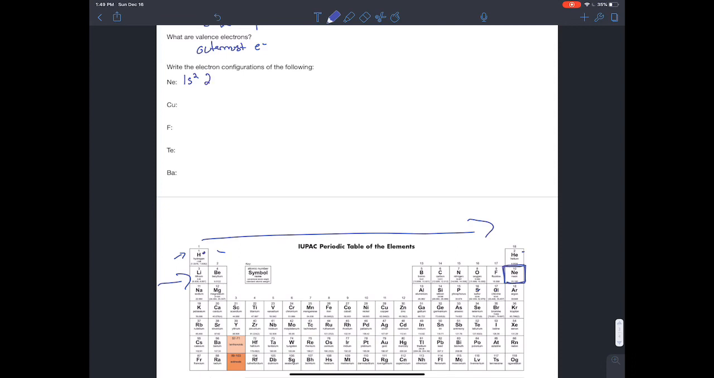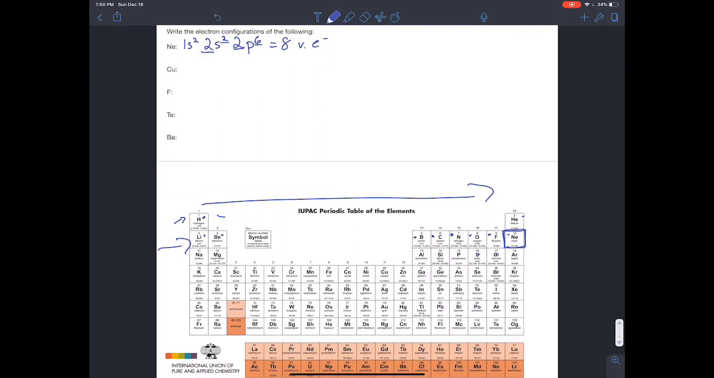Then we go to the second energy level, the s suborbital, lithium, beryllium, 2s2. We go across to here, which is going to be the p suborbital, so still the second energy level, p suborbital, 2p1, 2p2, 2p3, 2p4, 2p5, and 2p6. So in the second energy level, it has 2 plus 6, 8 valence electrons, which is a full octet. That's why it's a noble gas. Okay, next one.